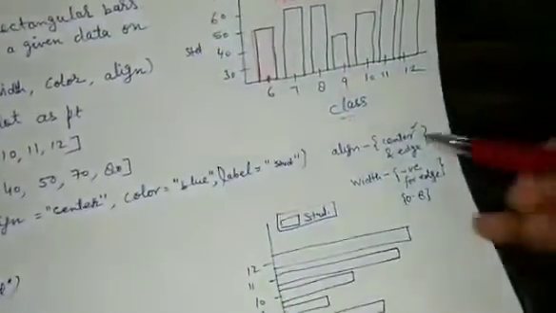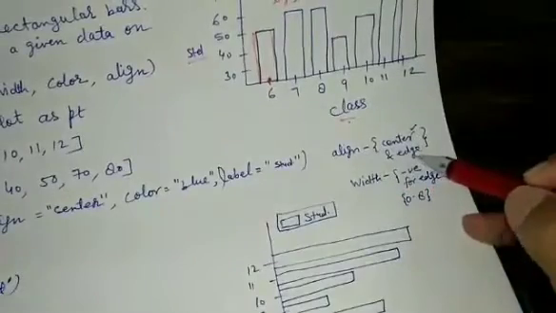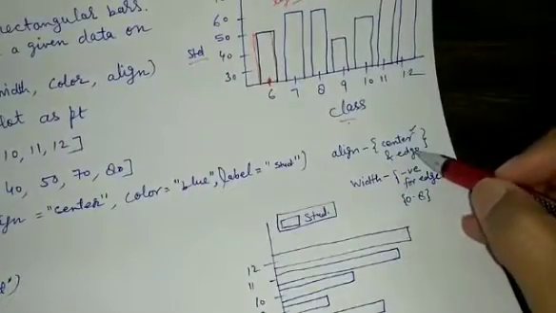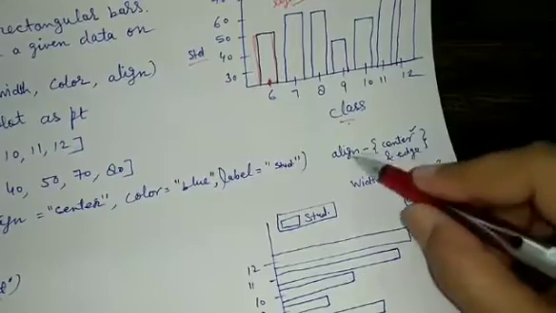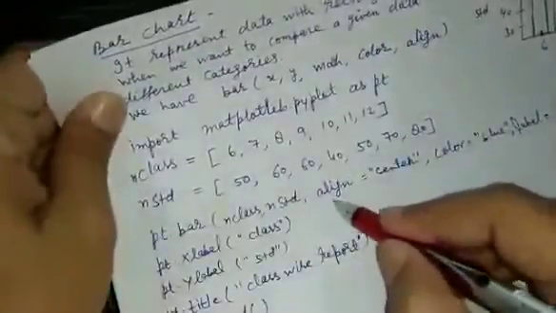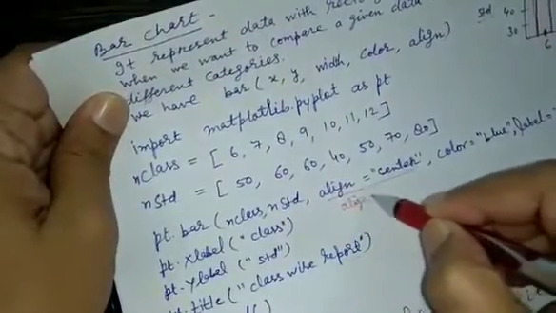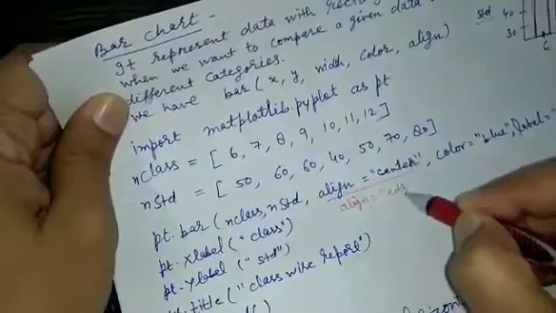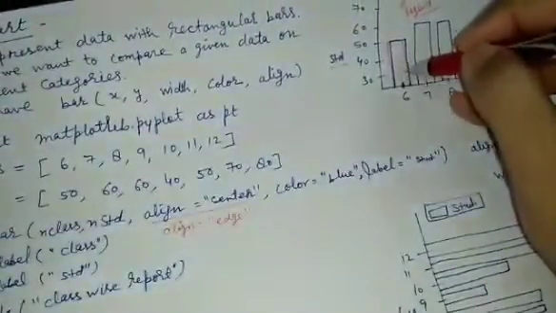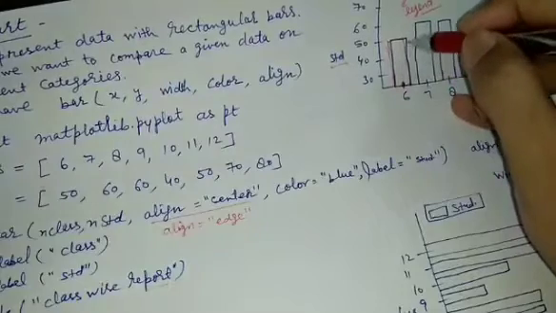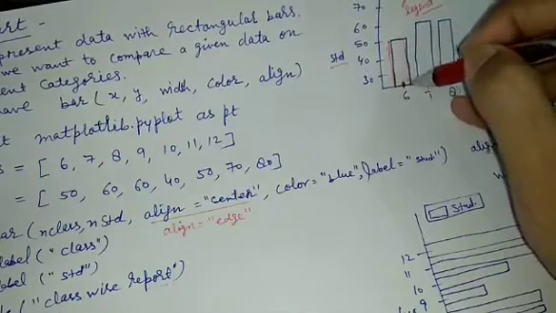To align the bar to the right, you write align is equal to 'edge'. For example, you need to change over here, align is equal to 'edge'. This will align the bar on the right side of the data like this.